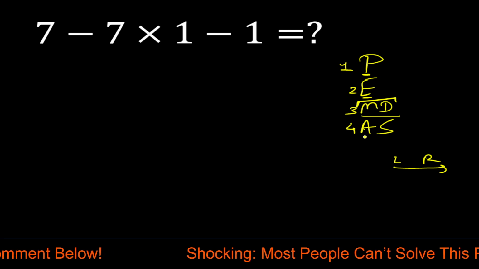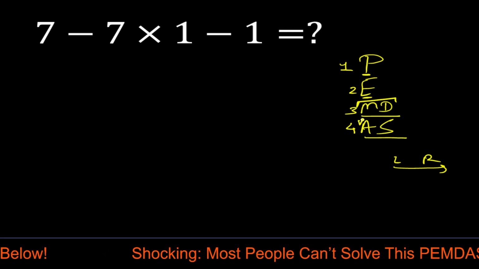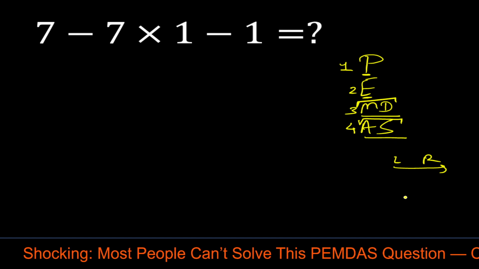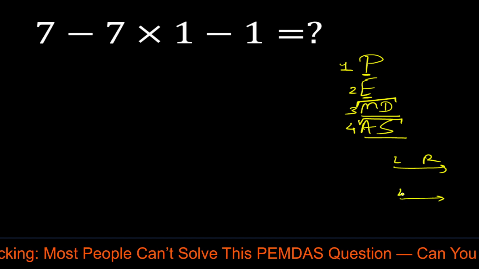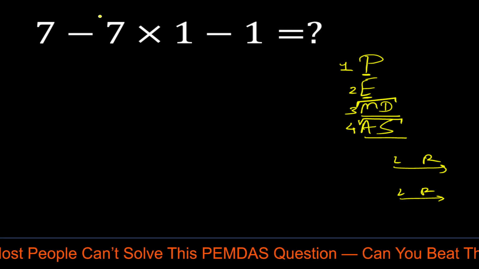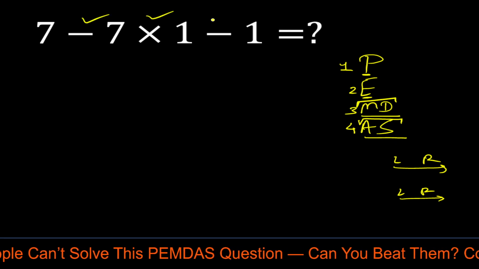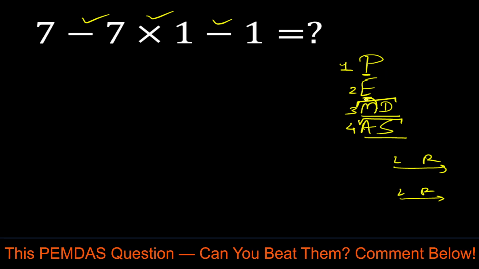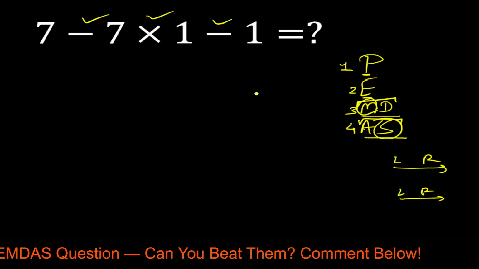Then the fourth and last priority is addition and subtraction. Also addition and subtraction both have equal priority, so we have to solve it from left to right. So in this question, here we have subtraction, here multiplication, and here subtraction. So according to the PEMDAS rule, first we have to solve multiplication, then we have to solve subtraction, right?